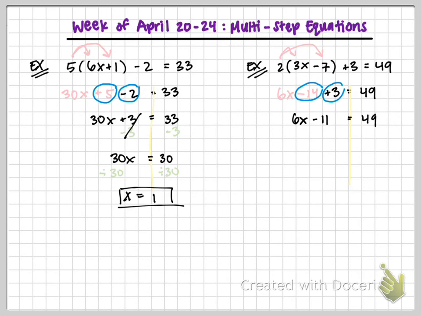Drop down the 49. Here's another two-step equation. Let's go ahead and add 11 to both sides. So that cancels. I'm left with 6x equals 49 plus 11, that gives me 60. And then to get rid of that 6 right in front of the x, to get x by itself, let's divide by 6 on both sides. And I am left with x equals 60 divided by 6 is 10.